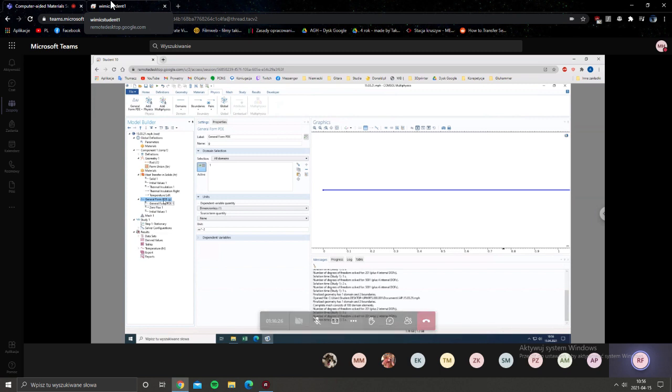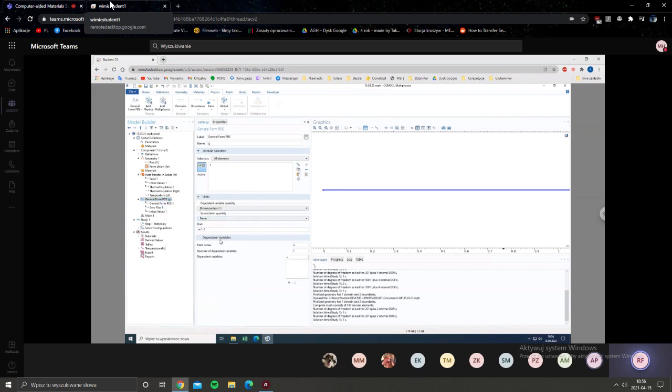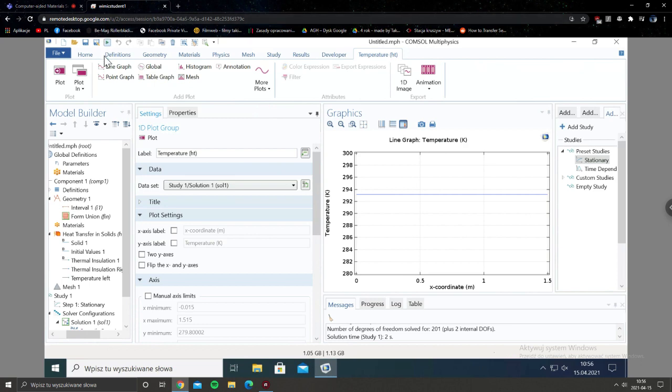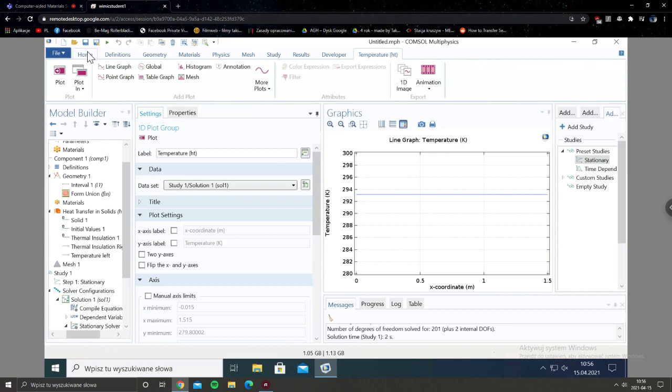Write dependent variables. No. In the settings, you have the settings window. Oh, dependent. This is U. Let's leave it U. It's okay. U means also temperature here. So let's go to General Form PDE below.